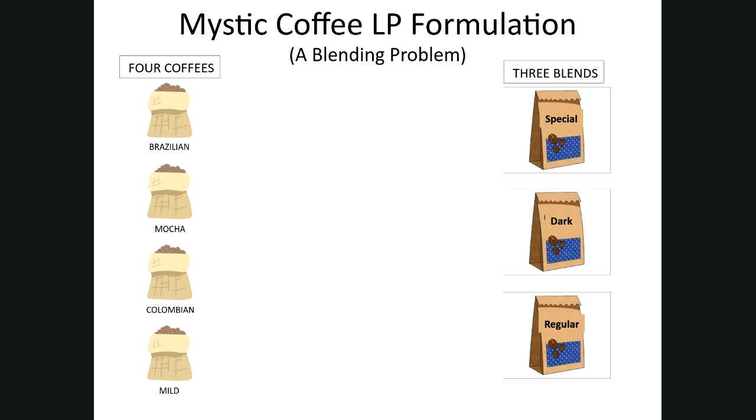So first of all, here's just another visual representation of the problem. We have 4 different coffees, as we've talked about: the Brazilian, mocha, Colombian, and mild coffee. These are, if you will, our raw materials. And then we are taking these and putting them into 3 different blends of coffee: the Special coffee, the Dark coffee, and the regular coffee. And so the question then really becomes, we're going to put Brazilian into Special, we're going to put this Brazilian coffee into Dark blend, we're going to put it into our regular blend.